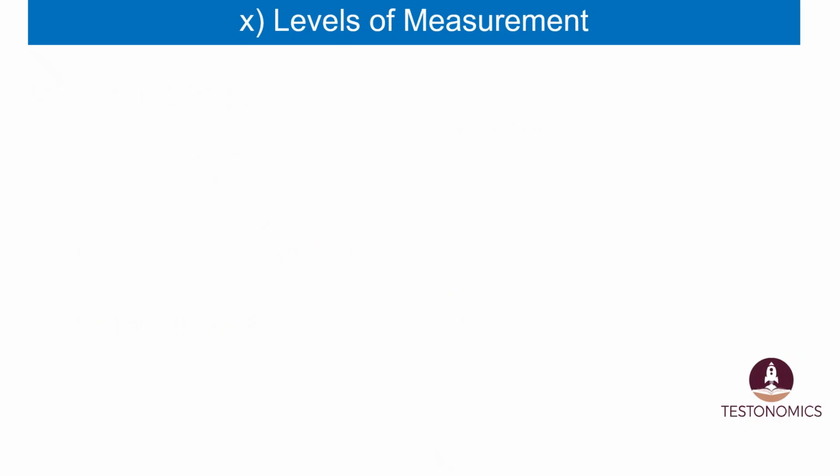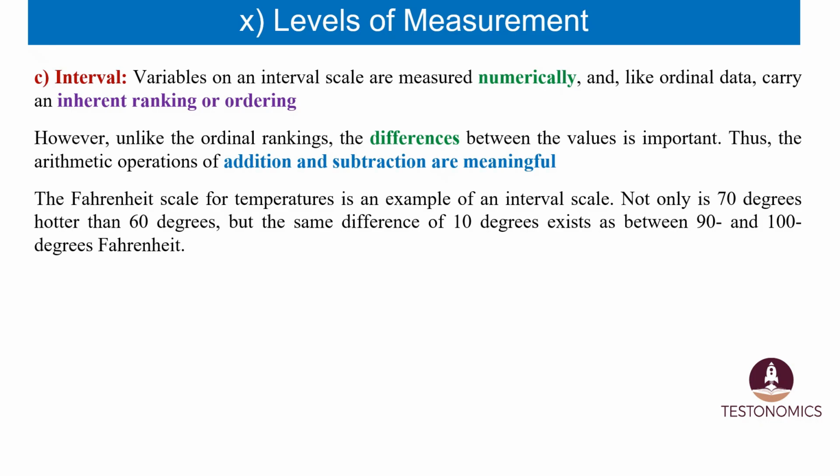The third one is called interval. So how is this different from the first two? Variables on an interval scale are measured numerically and, like ordinal data, carry an inherent ranking or ordering. So what is the difference from ordinal here? Unlike ordinal rankings, differences between values are important. Thus, the arithmetic operations of addition and subtraction are meaningful in this case.